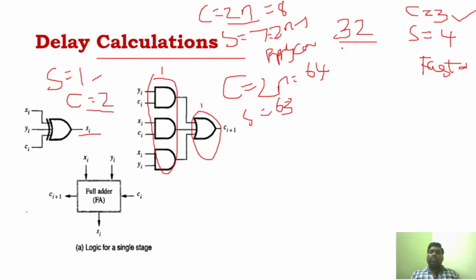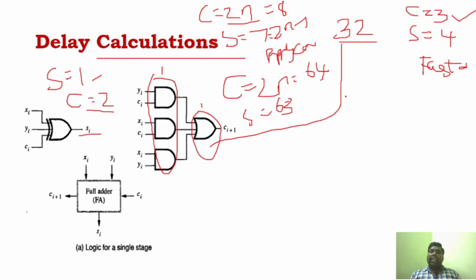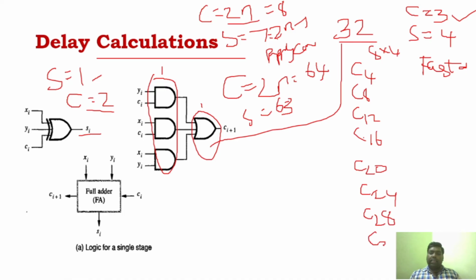Now, if I am going to implement a 32-bit fast adder, what will happen? What you have to do is, this is a 4-bit carry look ahead adder, and the output is C4. Like this, you have to connect 8 of the 4-bit adders, and only then can you generate 32 bits. So the first carry look ahead adder will generate the output C4, the second one will generate C8, the third one C12, and the next one C16, and then C20, C24, C28, and C32.